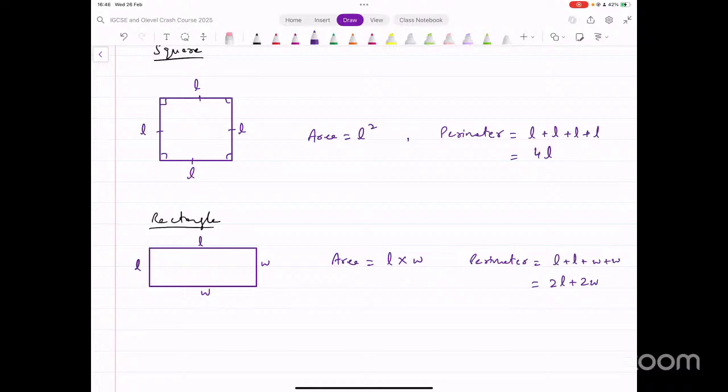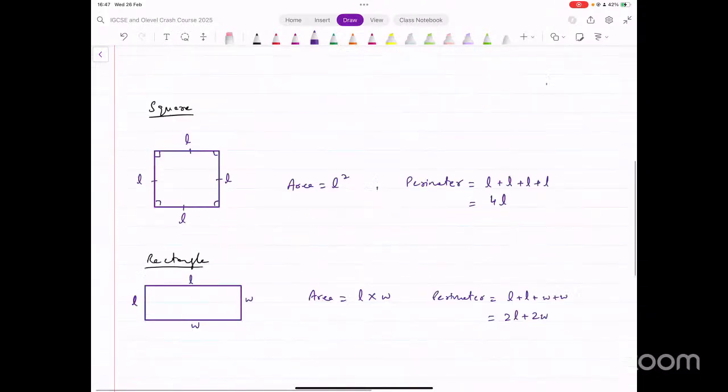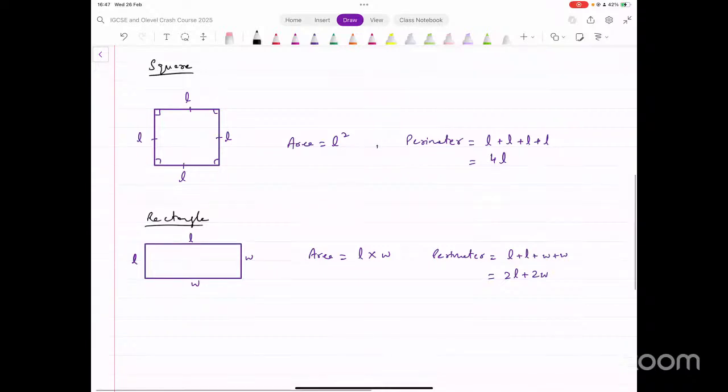Now for triangle, we have already looked at that in a lot of detail before, how to find areas of triangles and perimeters of triangles. So that's another shape that you need to remember the area for. Half into base into height and half into AB sine C. Those are the two formulas that you can use to find areas of triangles. And for perimeter, you just add all the sides that you have in that triangle.